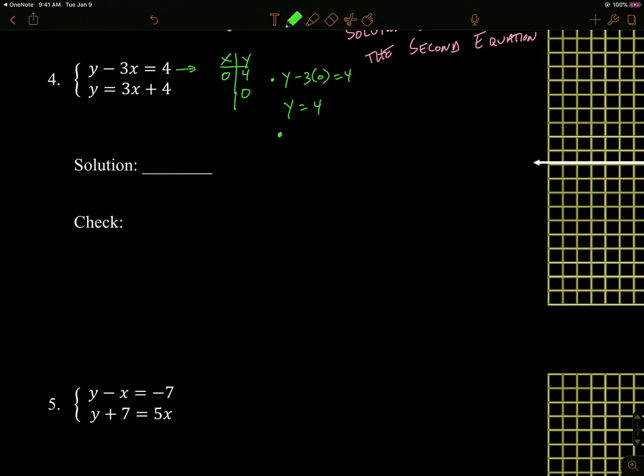So I'll do that here and solve for x. If I plug in 0 for y, I get 0 minus 3x equals 4. So I get negative 3x equals 4, so x equals negative 4/3. I'm going to say that's about negative 1.3.